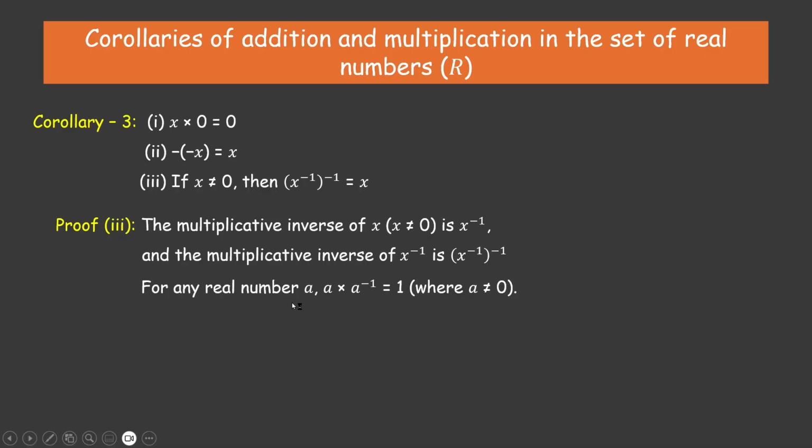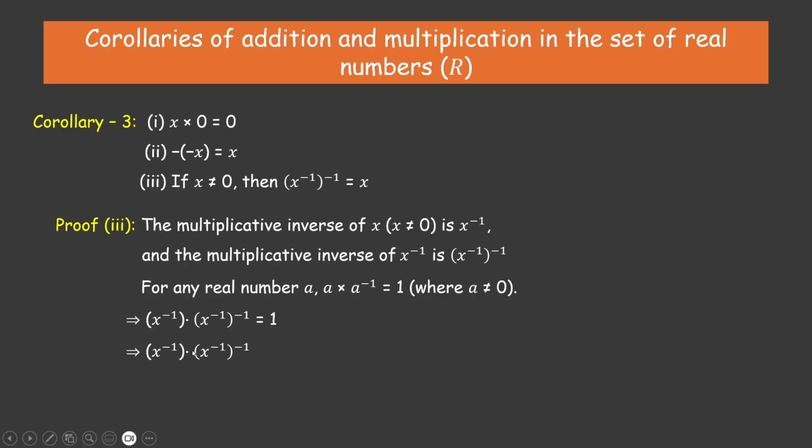And the multiplicative inverse of x is inverse of x, right? Now, for any real number a, a into inverse of a is equal to 1, where a is not equal to 0, of course. So, instead of this a, if we substitute x inverse, the equation will become x inverse into inverse of x inverse is equal to 1. Right? We have just substituted x inverse in place of a.